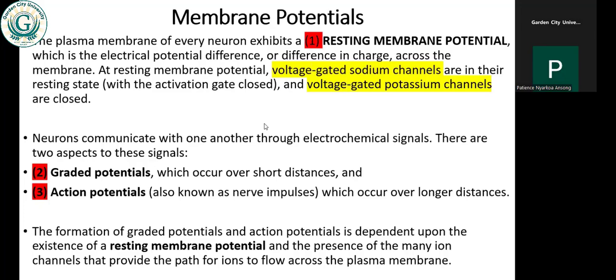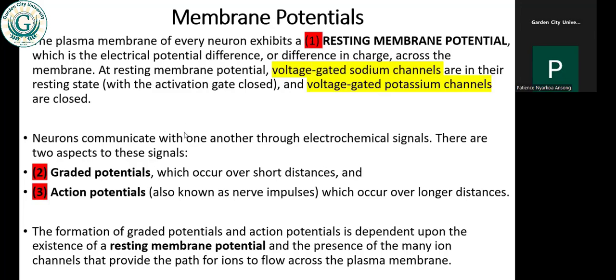So I'll take that again. These channels are closed, and whenever there's a change in the membrane potential such that it's not normal, or when the neuron starts to transmit or receive a change or stimulus, this voltage-gated channel is going to open. And it will open at the area or location where there's a change in membrane potential.